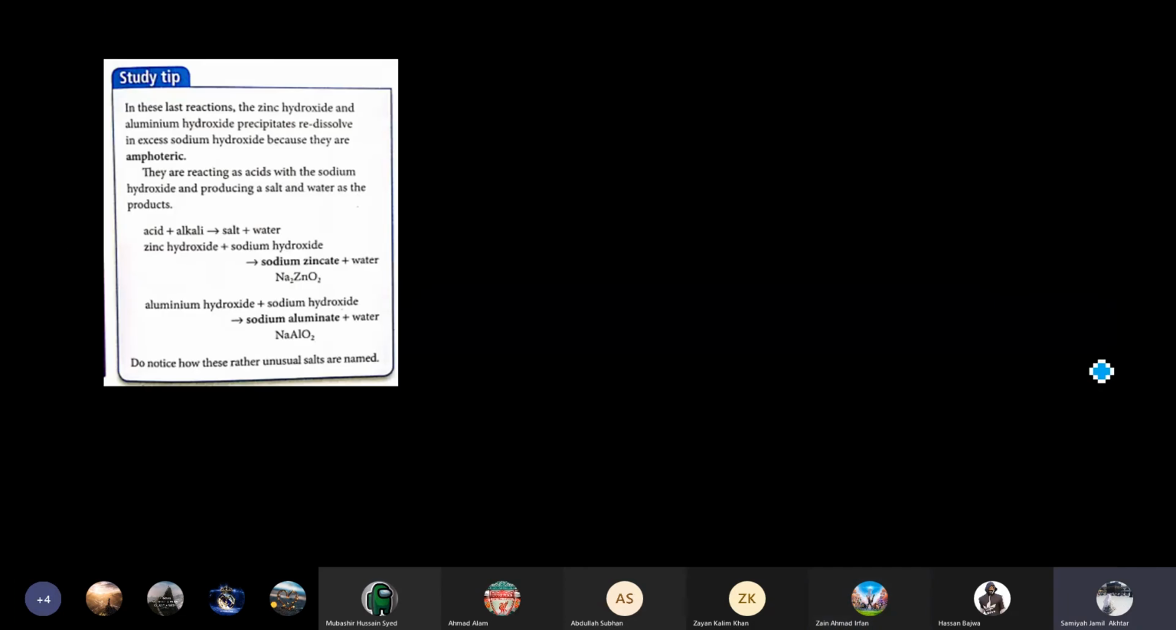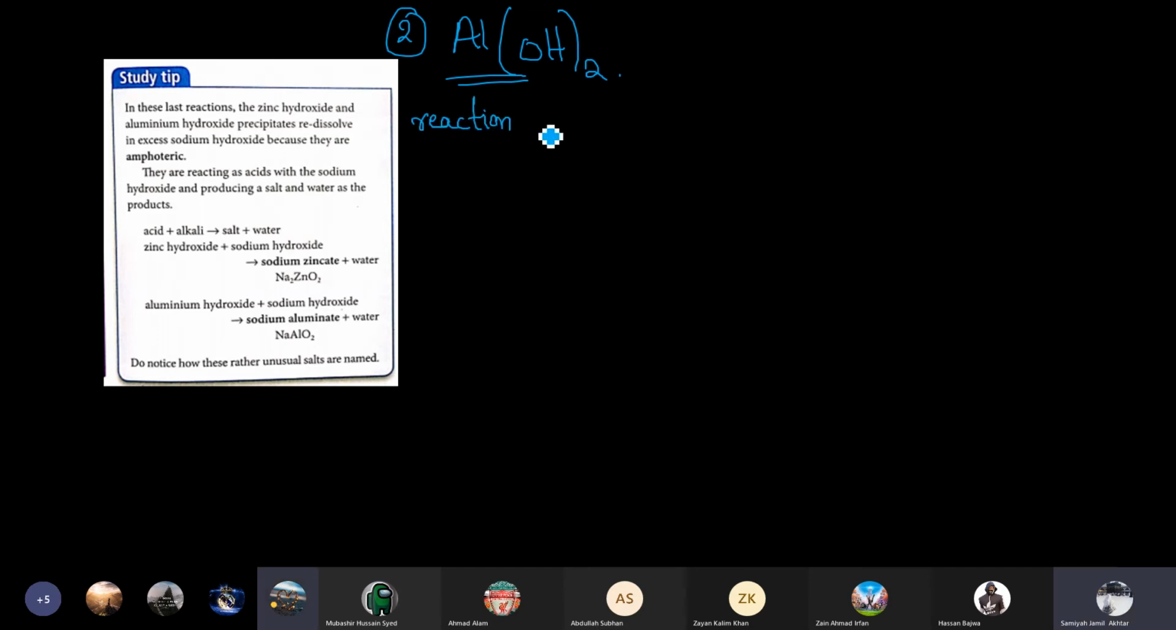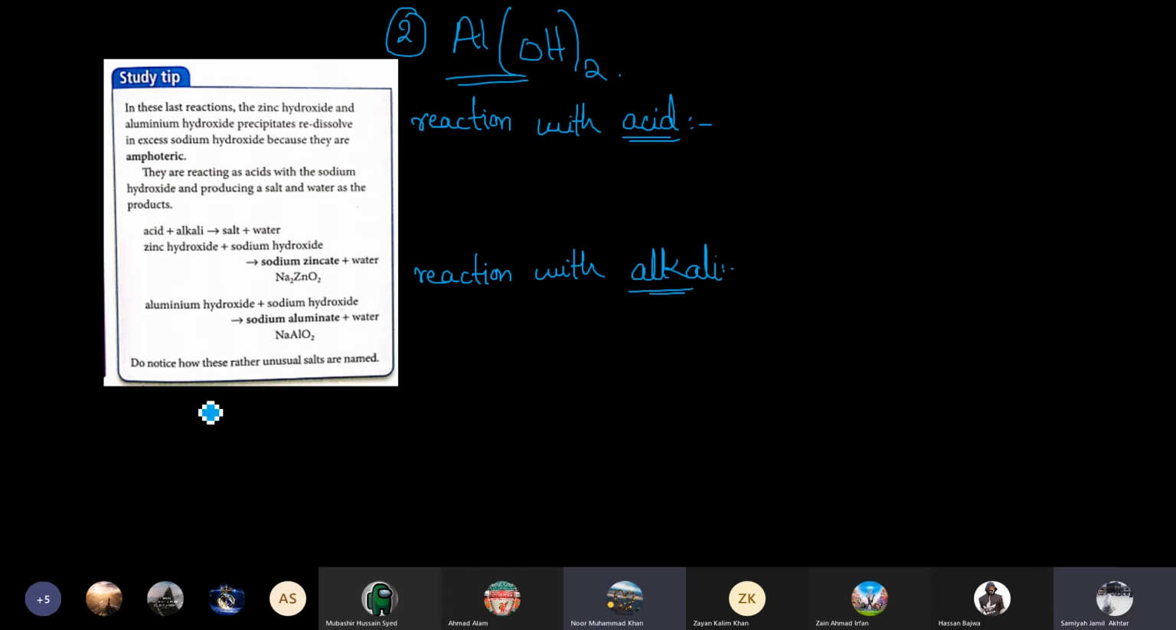Okay. So next, we will do the reaction of aluminium hydroxide. The second amphoteric hydroxide is aluminium hydroxide. We will test aluminium hydroxide also. There is no preparation method of aluminium hydroxide in your book, so we'll directly do its reactions. First, its reaction with acid, and then its reaction with alkali. Let's complete it quickly.